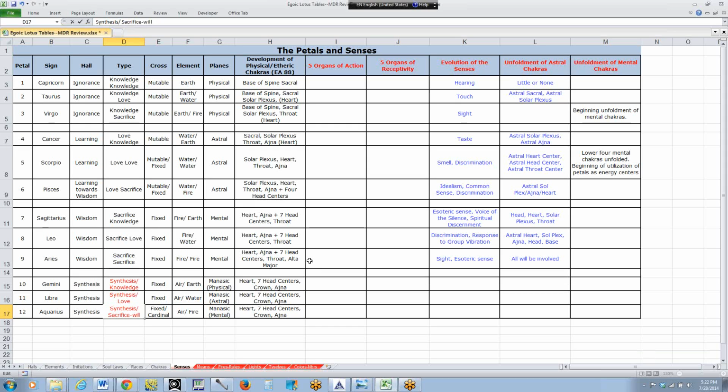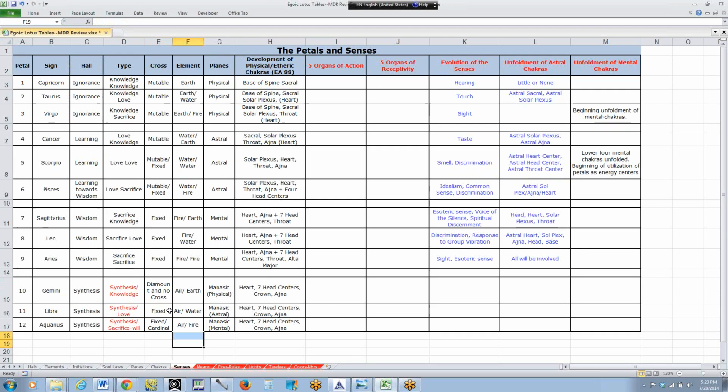We've talked about the different crosses we're on. We're definitely on the fixed cross by the time we reach petal number 7, and we stay on the fixed cross. And we cannot say that we ever reach the cardinal cross, really. We dismount from the fixed cross at the third initiation, and we might say dismount and no cross. And we continue here. We're not really on the fixed cross anymore at petal number 11, no cross. And at petal number 12, even at the fourth initiation, no cross. Maybe anticipating what the cardinal cross is like, but even at the fourth degree, we're not there.